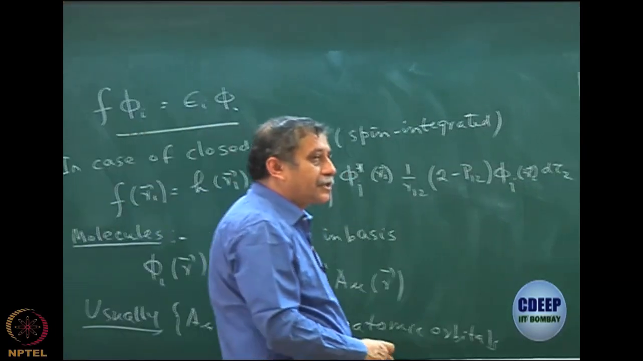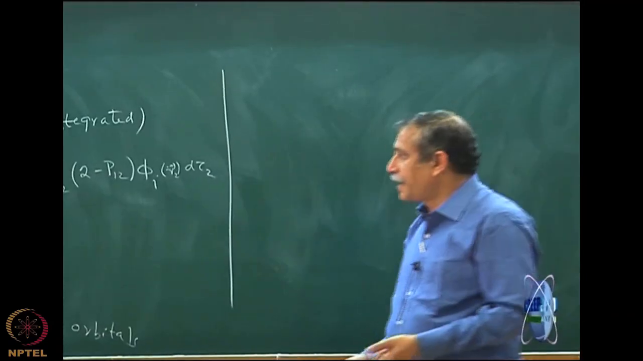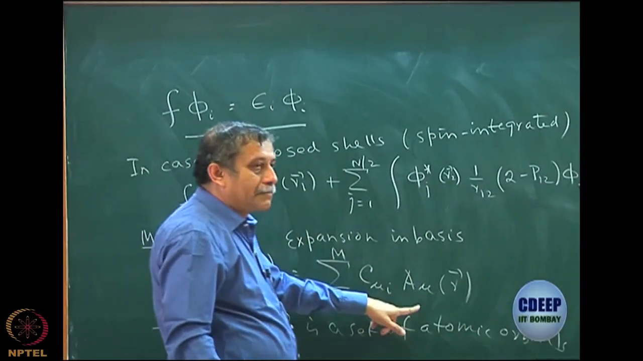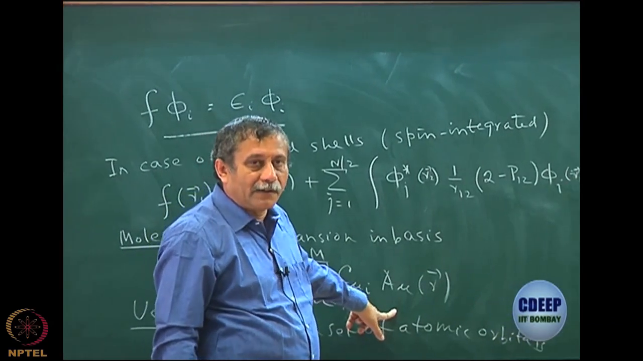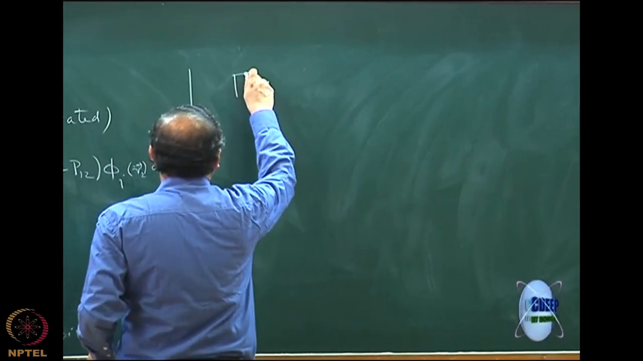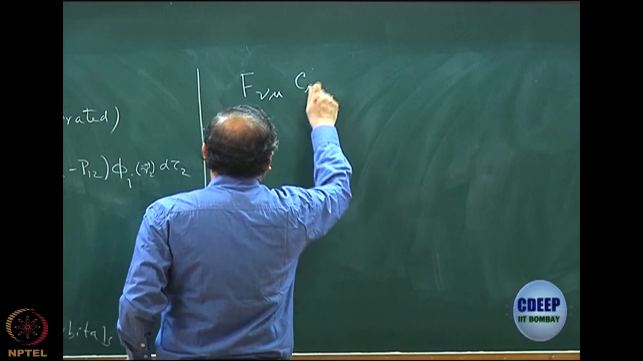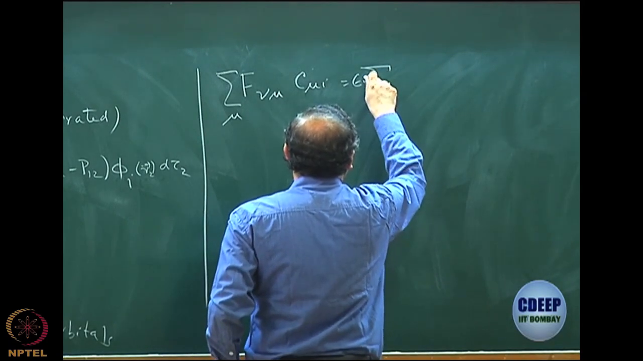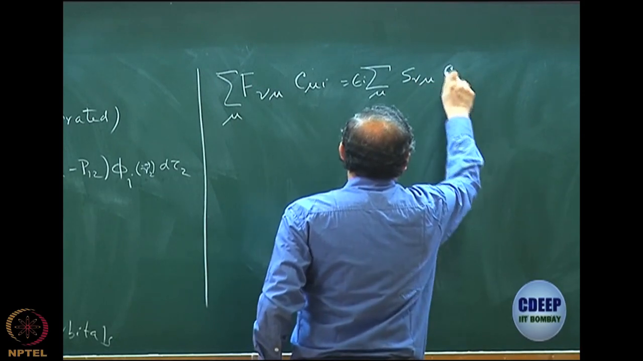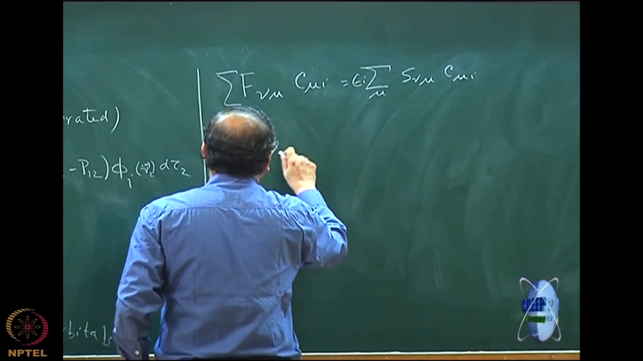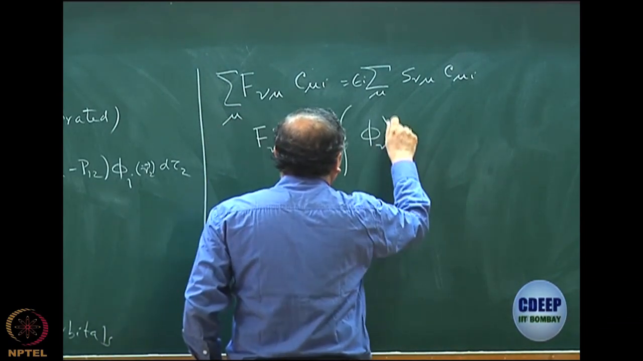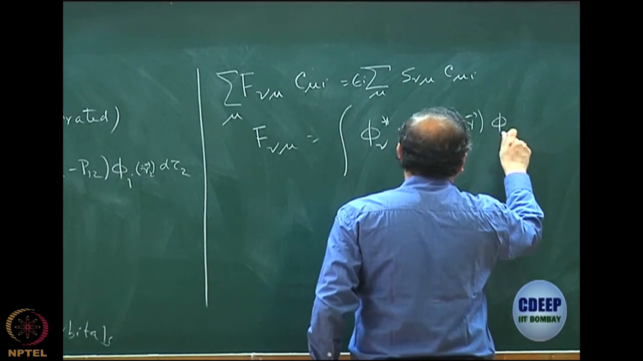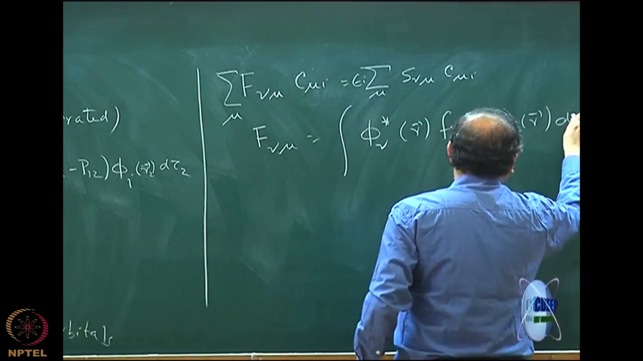All right? And those coefficients are obtained by the Hartree-Fock Roothaan equation, by plugging this into the equation, multiplying the equation by the conjugate of a member of the basis, and integrating over r. So that led us to the Roothaan equation, which I just write first and then explain: sum over mu F nu mu C mu i equal to epsilon i sum over mu S nu mu C mu i, where F nu mu was a matrix element of phi nu star r, F of r, phi mu r, d tau.